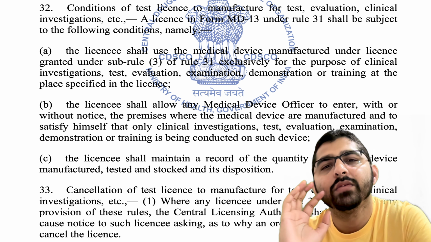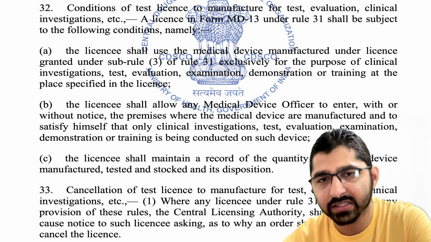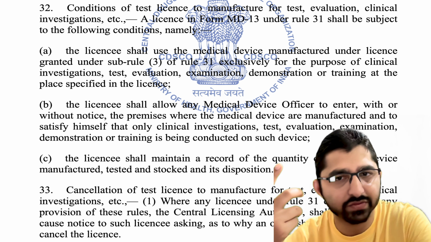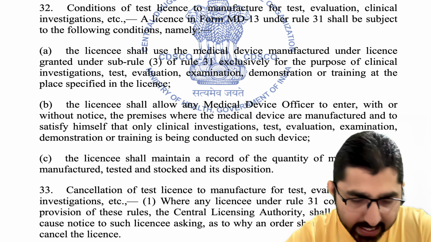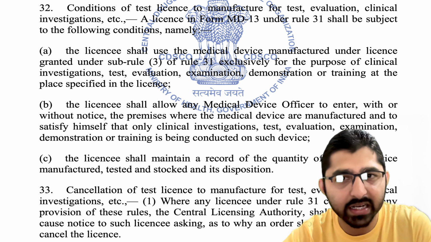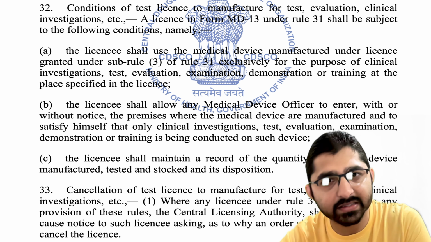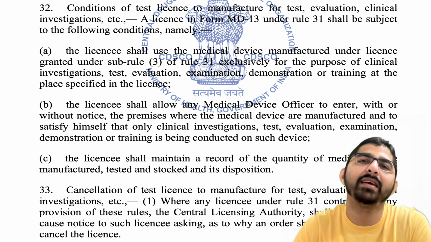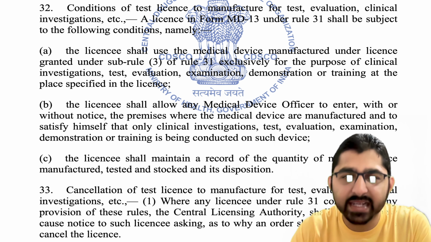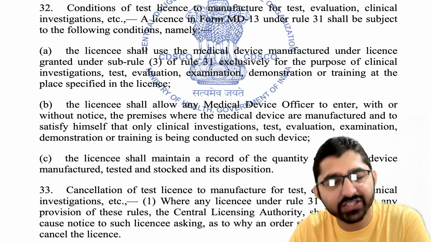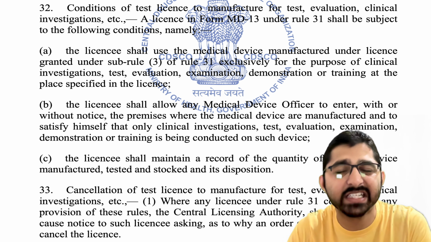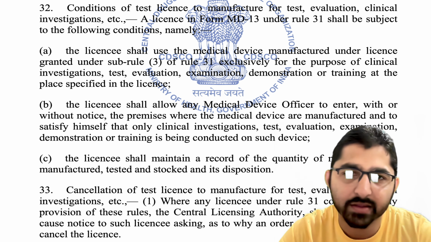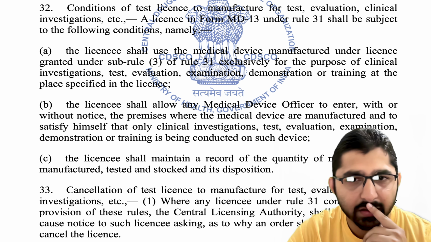Now, what are the conditions of the test license to manufacture for test, evaluation, clinical investigation? The licensee shall use the medical device manufactured under the license granted under sub-rule 3 of Rule 31 exclusively for the purpose of clinical investigation, test, evaluation, examination, demonstration or training at the place specified in the license. So these are the conditions.